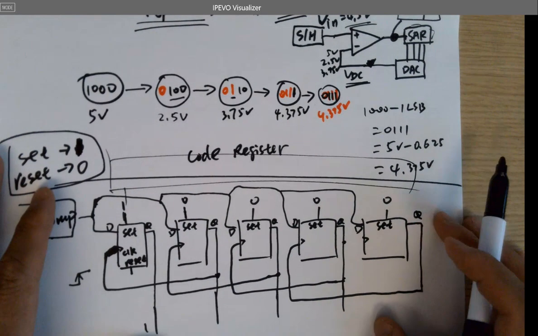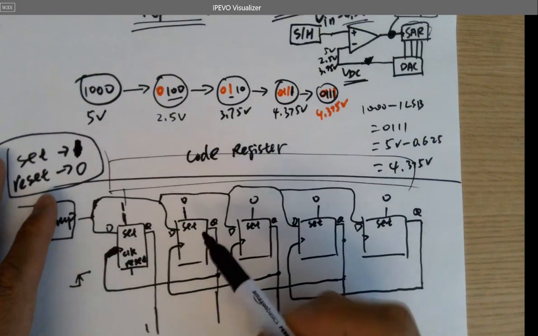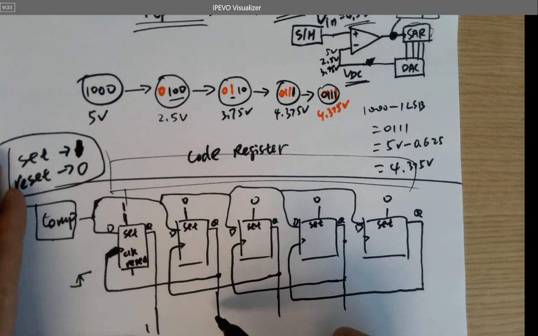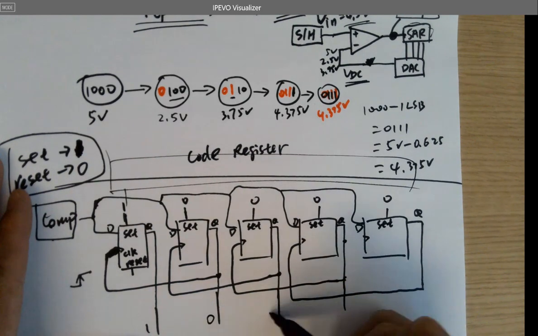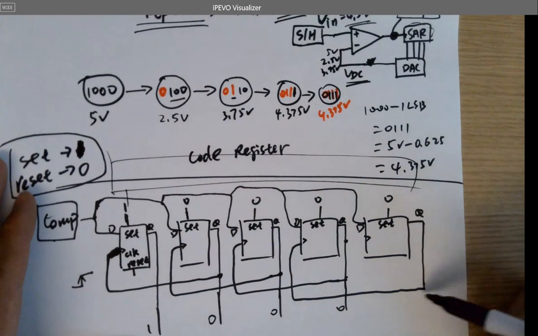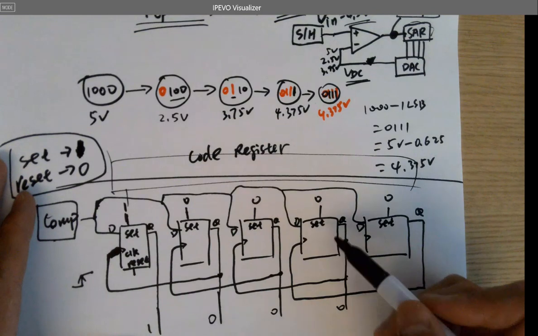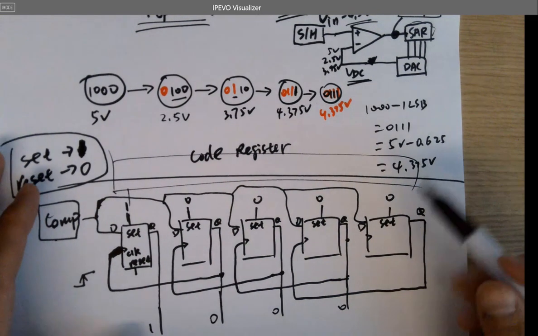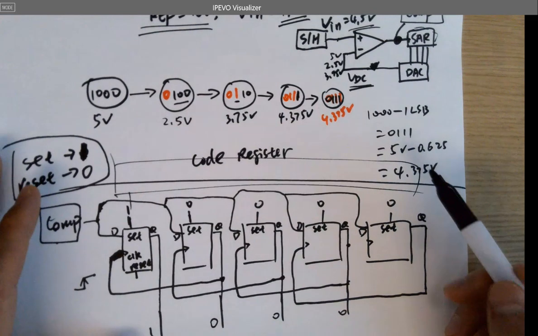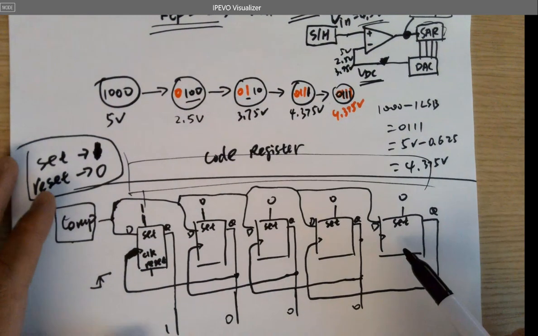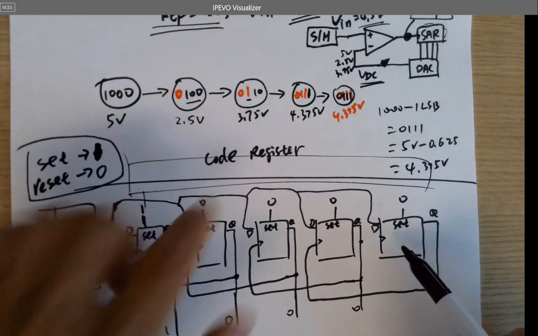Okay? All right. So at the very beginning, I didn't send anything to it. So it's outputting 1, 0, 0, 0. The last one is not outputting any data, it's being used as a clock for the previous one. So don't have to worry about this one for now. For a 4-bit SAR ADC, you need 5 D flip-flops in the SAR code register.